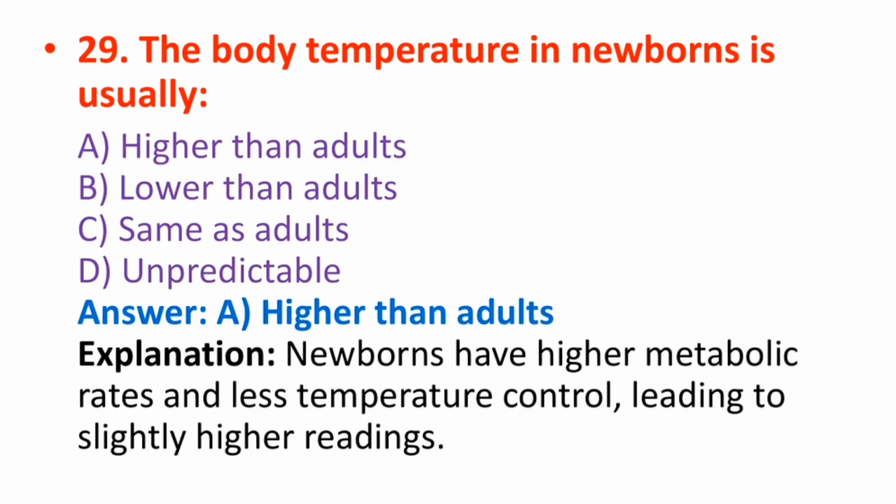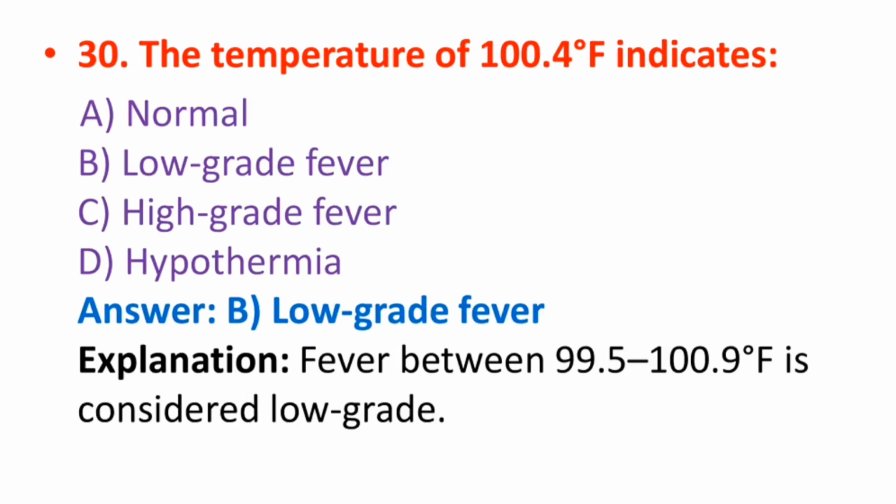The body temperature in newborns is usually: option A, higher than adults; option B, lower than adults; option C, same as adults; option D, unpredictable. The correct answer is option A, higher than adults. Newborns have higher metabolic rates and less temperature control, leading to slightly higher readings.